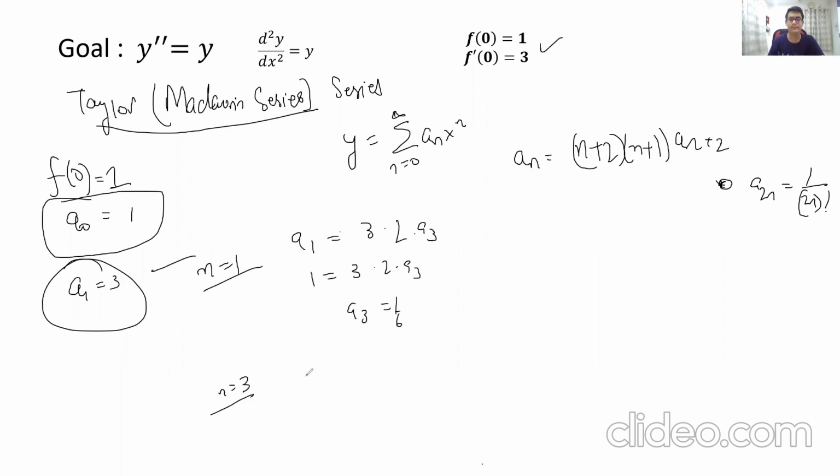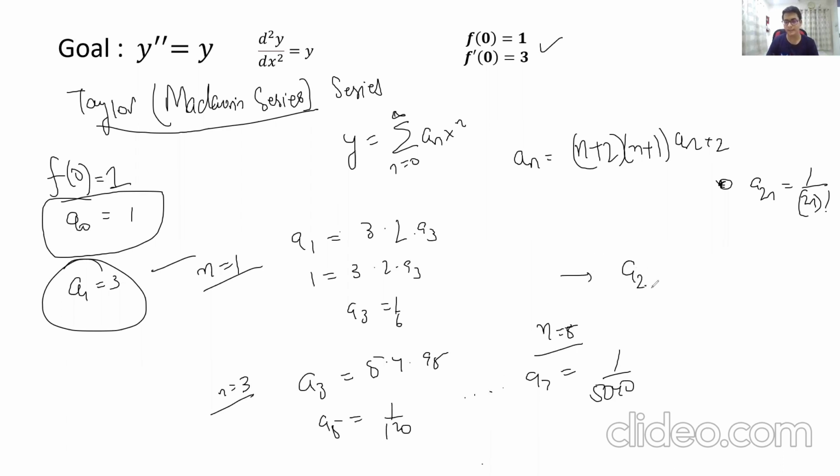Now again, if we put n is equal to 3 in our recurrence relation, we get a3 is 5 times 4 times a5. That means a5 is 1 over 120. Now I really hope you can see this resemblance here. If we put n is equal to 5 again, we just get a7 is 1 over 5040. And again, you can notice that a2n minus 1, I'll just write a2n minus 1 for this, is actually equal to 1.